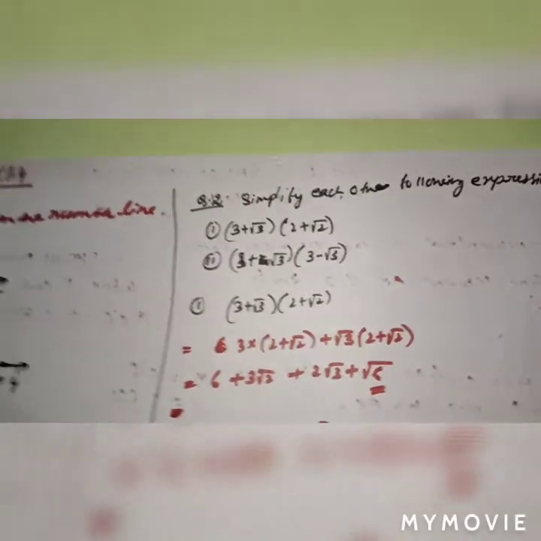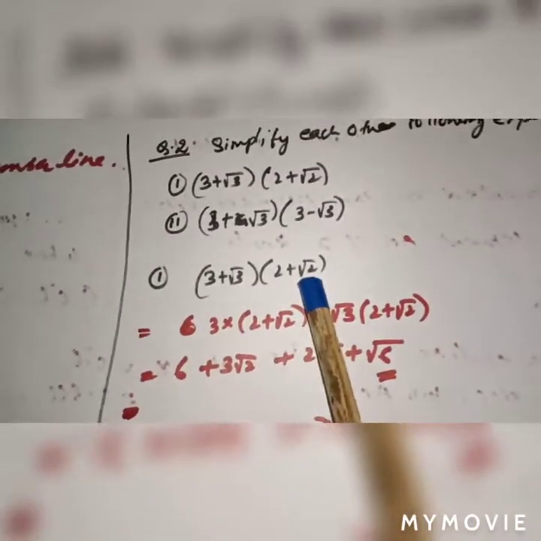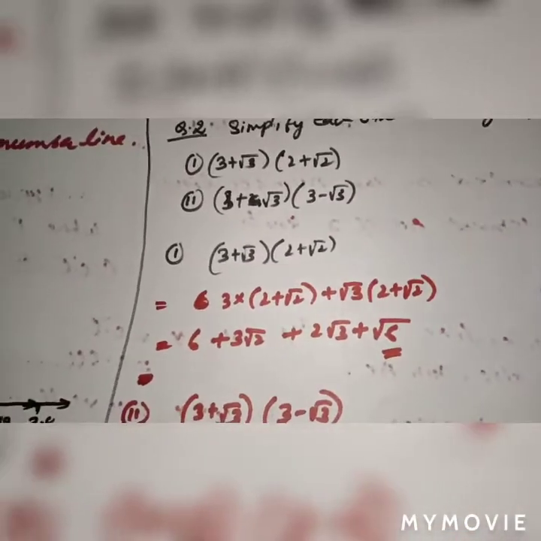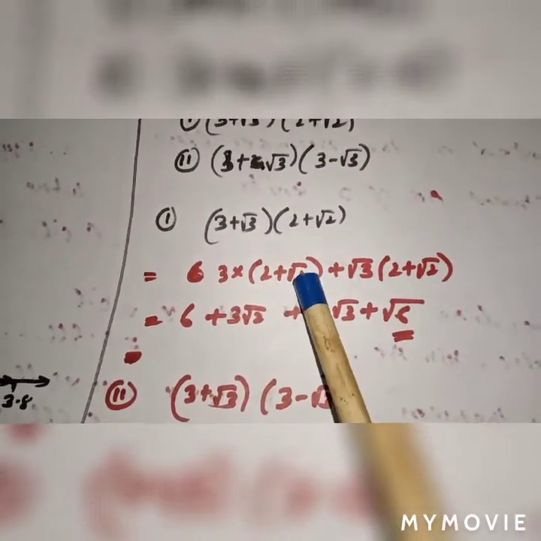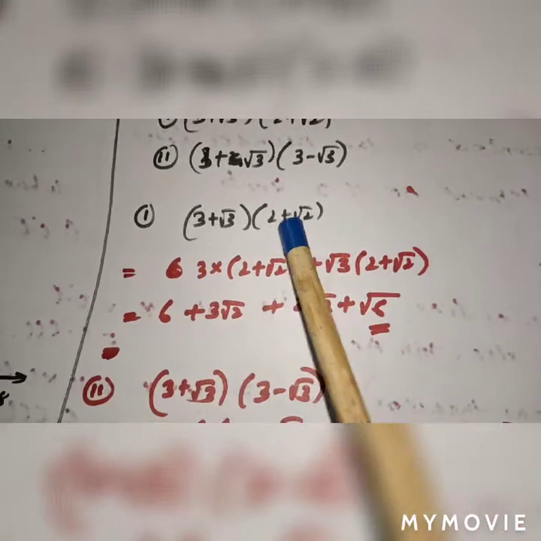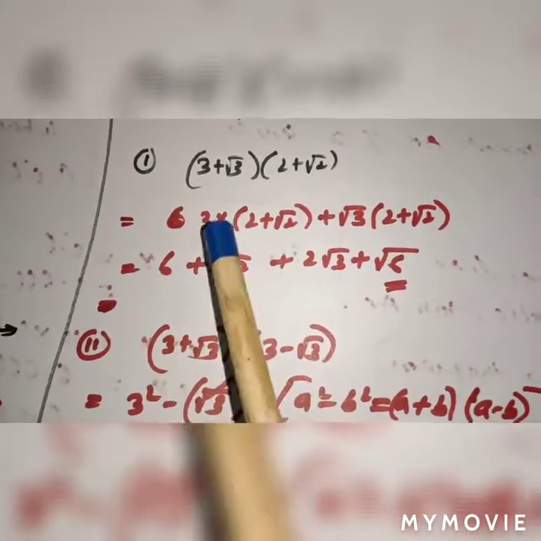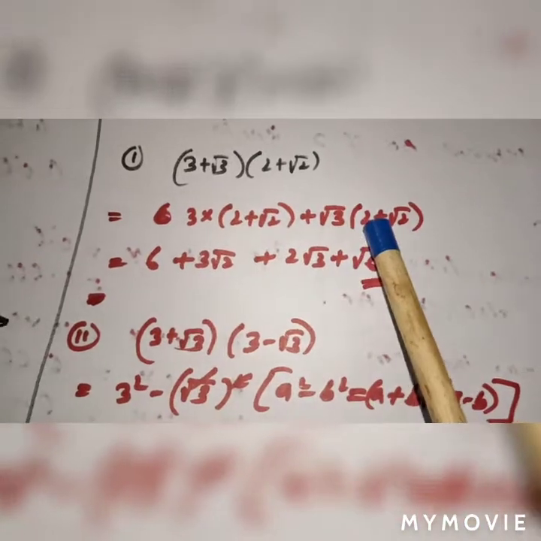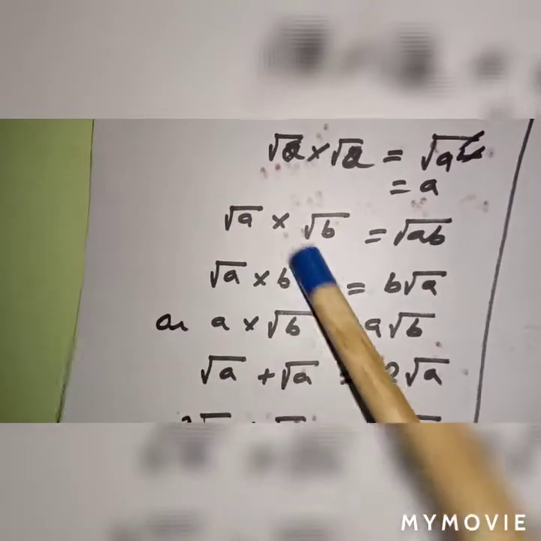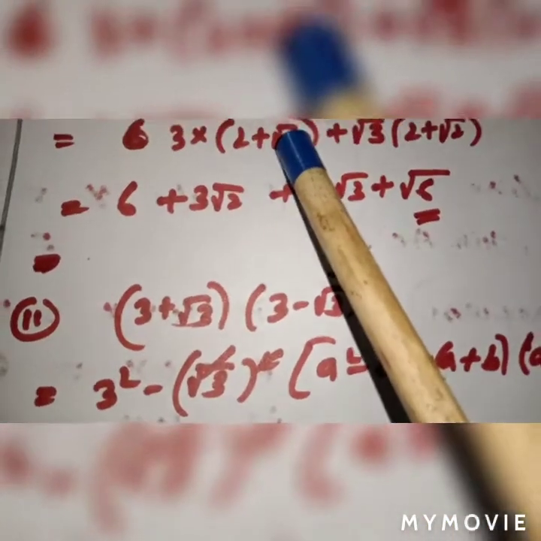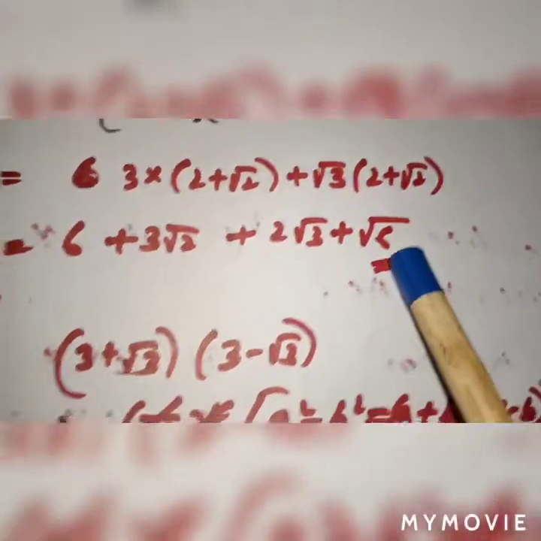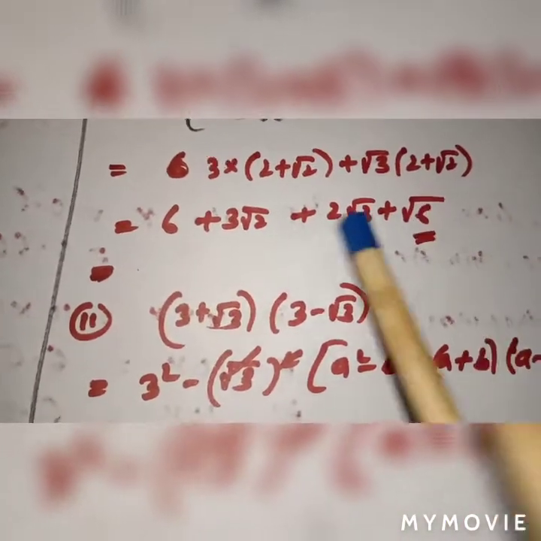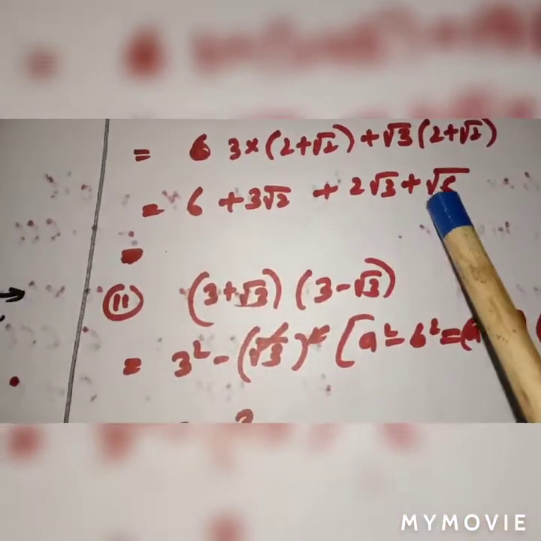3 plus root 3, 2 plus root 2. This is a binomial, there are 2 terms. So how do you multiply binomials? You have to multiply this 3 with this 2 plus root 2, plus root 3 into 2 plus root 2. 3 into 2 is 6, 3 into root 2 is 3 root 2, root 3 into 2 is 2 root 3, root 3 into root 2. See, I have already given a rule here, root a into root b is root ab. So root 3 into root 2 is root 6. This one you cannot simplify because these two are not like terms, 3 root 2 and 2 root 3, so this is the final answer.